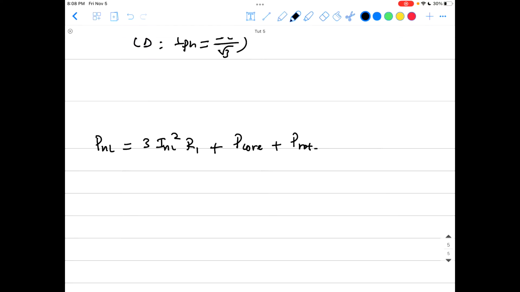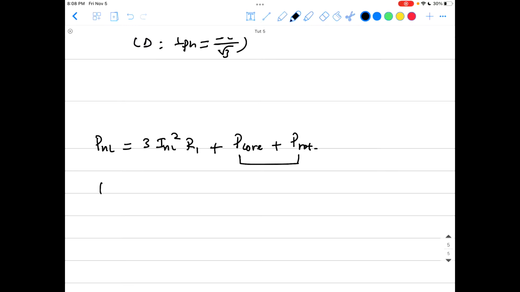Those two are not represented by any element in the equivalent circuit, but they are there, so don't forget them. Okay? And he wants you to find those combined, so he doesn't want you to separate them, just find them added together like that. So you just substitute.